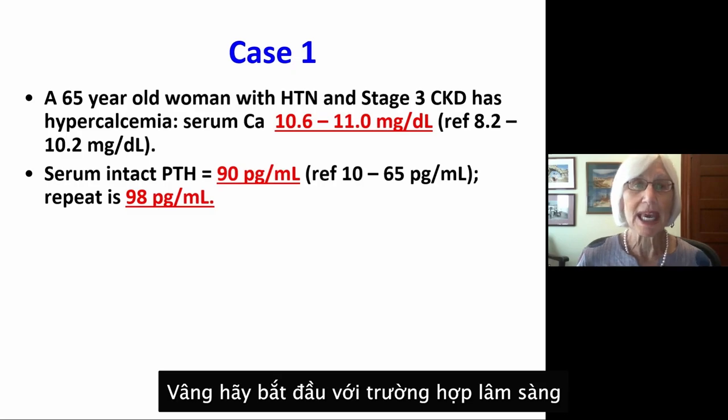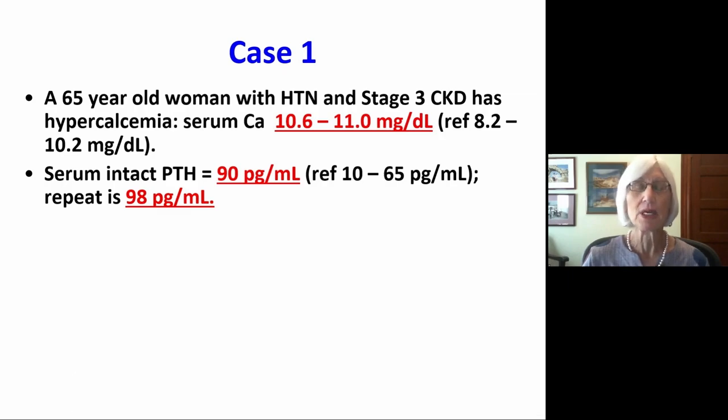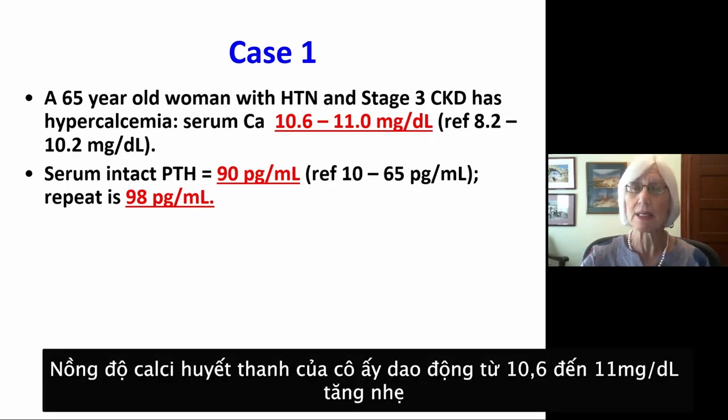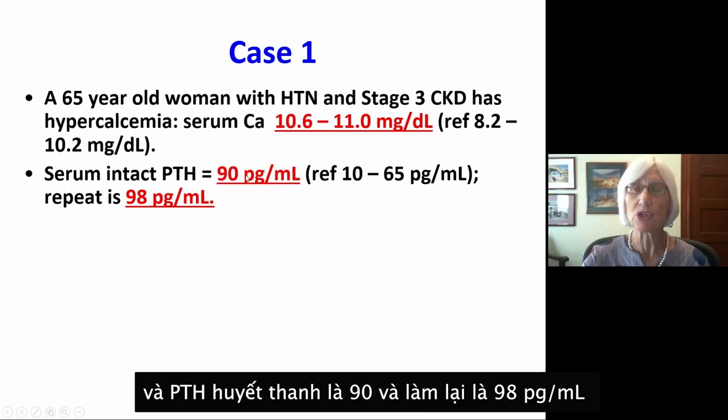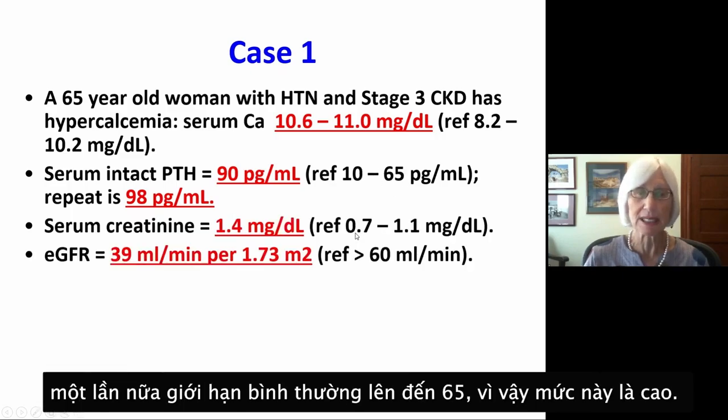So let's start with a case. This is a 65-year-old woman with hypertension and stage 3 CKD, who you find in clinic has hypercalcemia. Her serum calciums range from 10.6 to 11 milligrams per deciliter, mildly elevated, and intact PTH is 90, and a repeat is 98 picograms per mL. Again, normal is up to 65, so this is high.